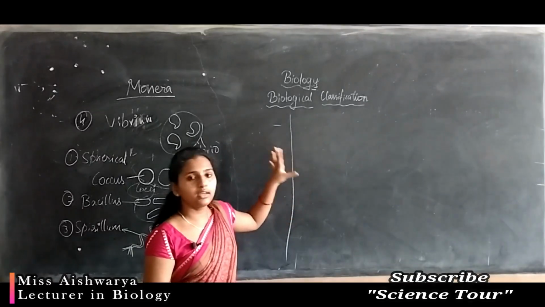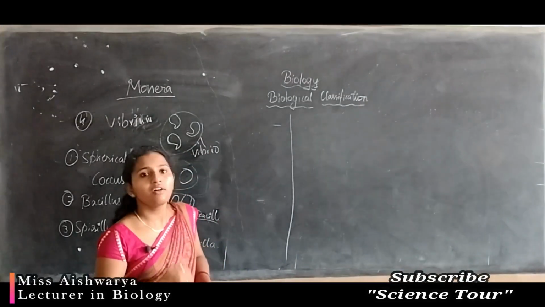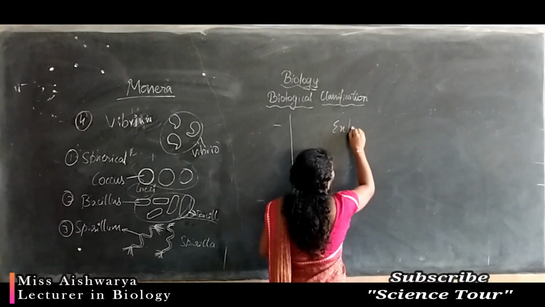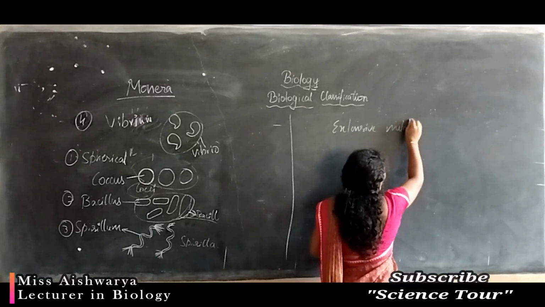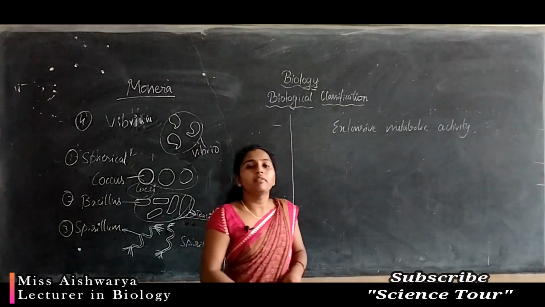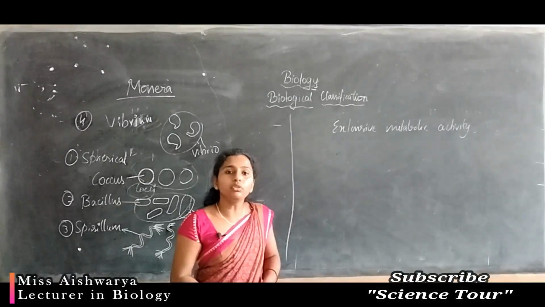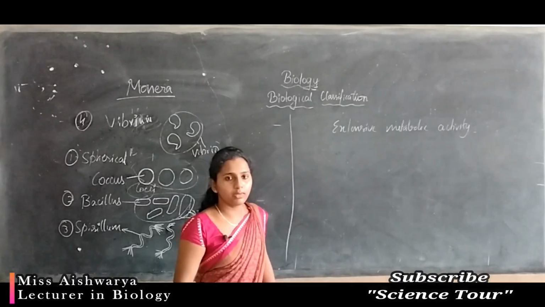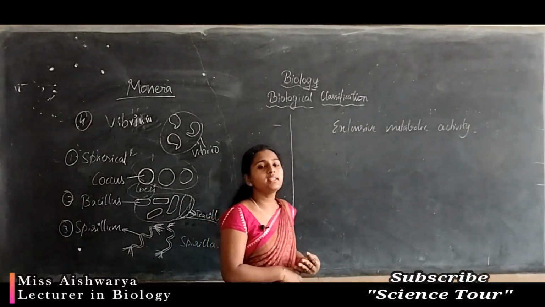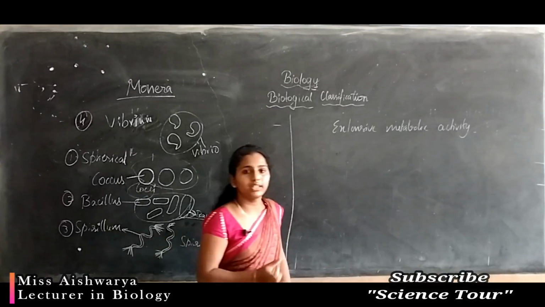So here the bacteria show much diversity, even though they contain a simple cell, because of the various, extensive metabolic activity taking place inside the cell, which results in the diversity of the bacterial cell. This helps the bacteria to adjust in various environmental conditions. Their nutrition may be autotrophic or heterotrophic. You can see both types of nutrition.